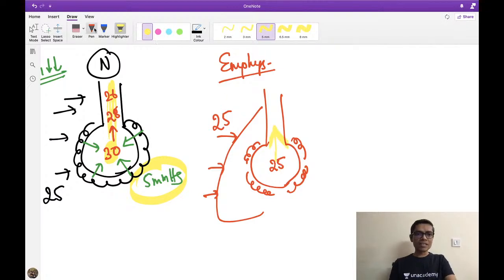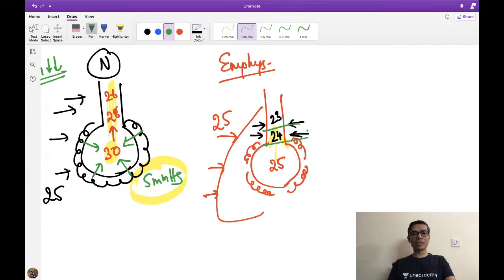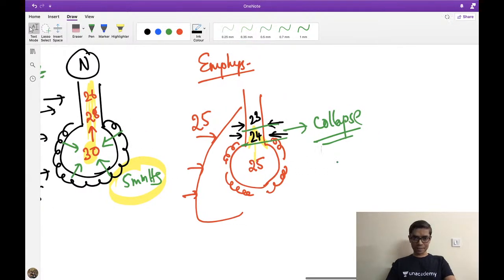Whenever the air is trying to go out of the lung, there will be a sudden drop of pressure like this, 24, 23. Now I can understand that the outside pressure on these bronchioles is 25 millimeter of mercury, and the inside pressure is 24 millimeter of mercury. So what is going to happen? This is the point where there will be collapse.